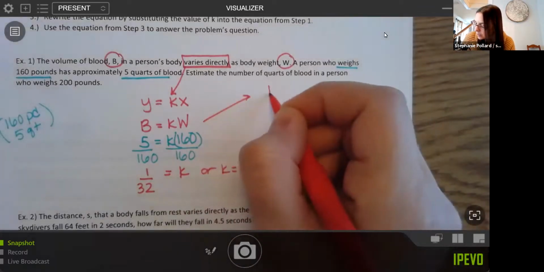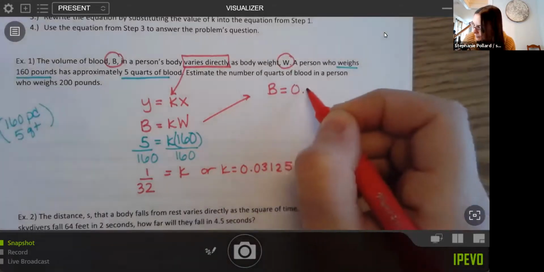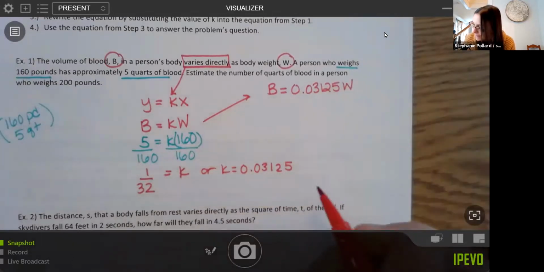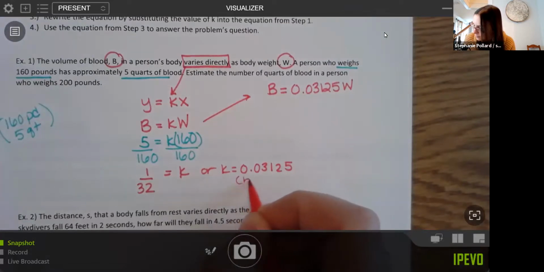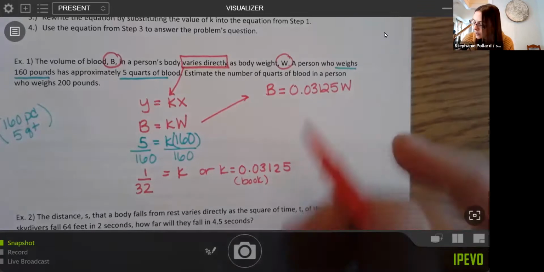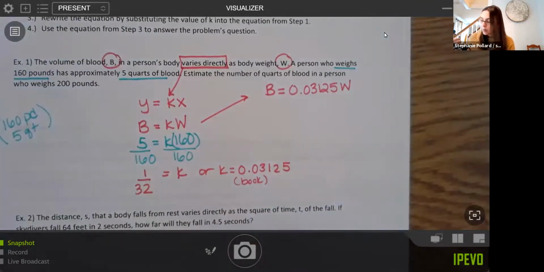So it becomes b equals, like I said, I tend to like the fraction, but your book is using the decimal. So I'm going to stick with what the book's doing. But I plug that back in. So now you have an equation. So this is your equation. And now we can use that to actually answer a problem.